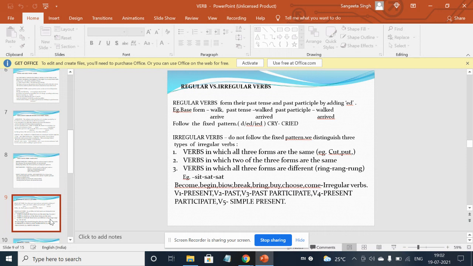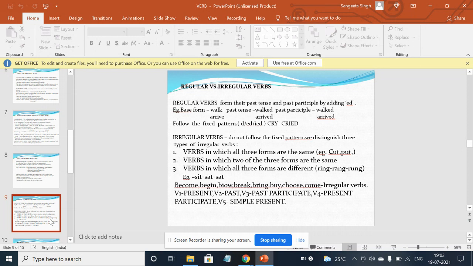Irregular verbs don't follow the fixed pattern. We distinguish three types of irregular verbs. First, verbs in which all three forms are the same. Example, cut, cut, cut. Put, put, put. Second, verbs in which two of the three forms are the same. Example, sit, sat, sat. Read, read, read. Third, verbs in which all three forms are different. Ring, rang, rung. Sing, sang, sung. Steal, stole, stolen. Break, broke, broken, etc.